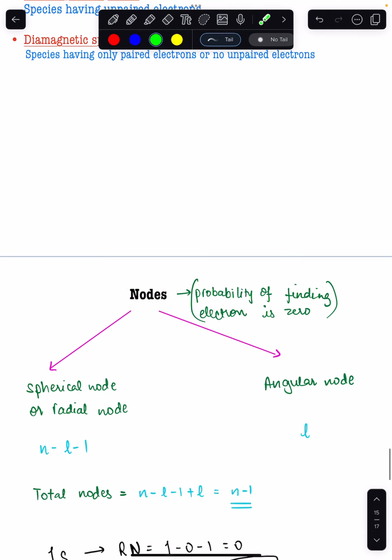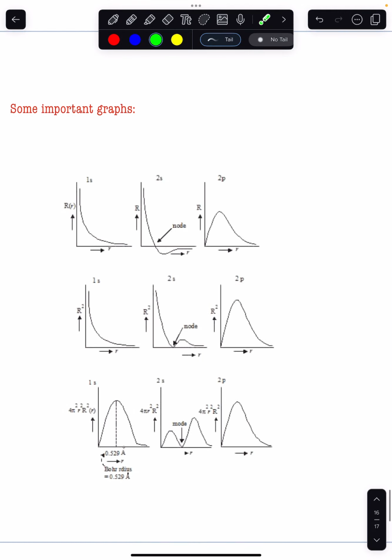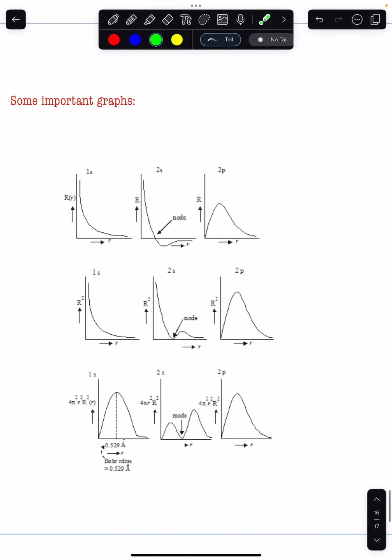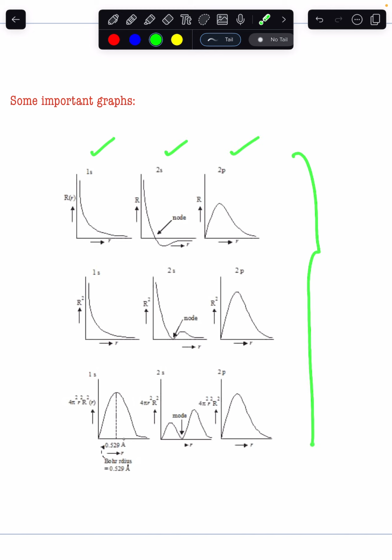As by memorizing these graphs, as direct questions are sometimes asked that which graph is of what. So this is 1s graph, this is 2s, and this is 2p. They are different types of graphs. But what you can do, sometimes you need to do with options.